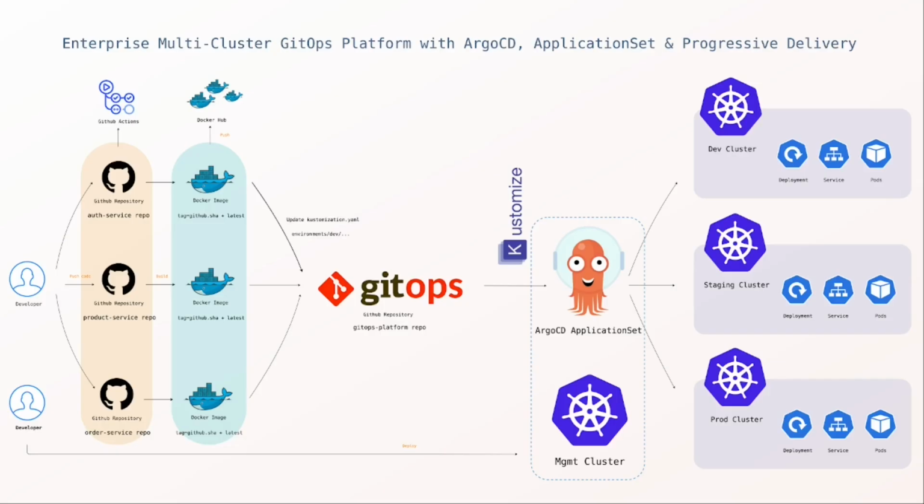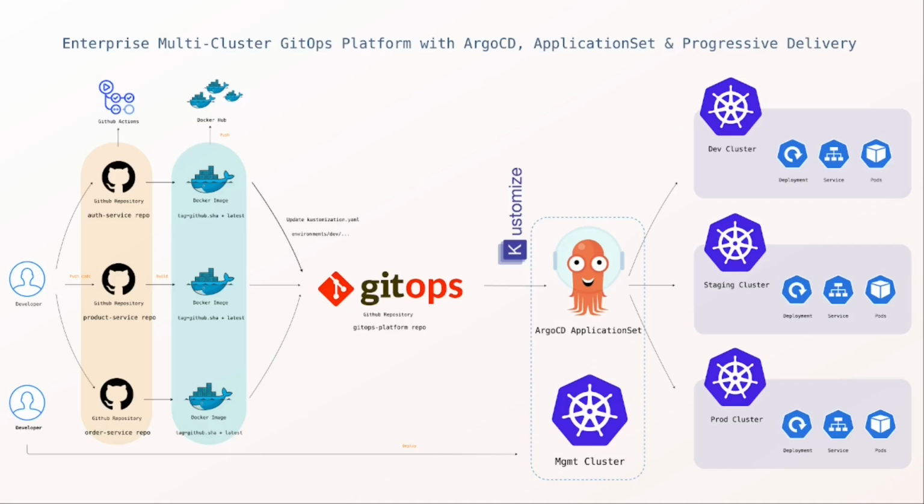Within each cluster, Argo Rollouts manages how applications are deployed instead of a traditional Deployment. It enables advanced strategies like Canary releases, allowing gradual traffic shifting and safer updates. This architecture provides several key benefits: centralized control with ArgoCD, consistent deployment across multiple clusters, clear separation of environments, safer releases with progressive delivery, and easy scalability as new services or clusters are added.